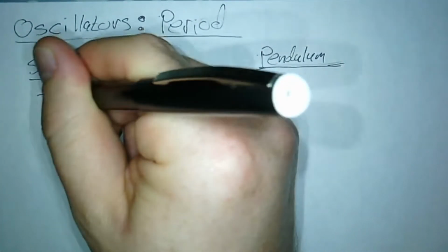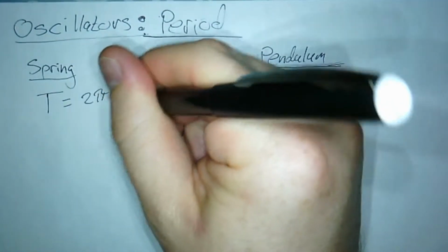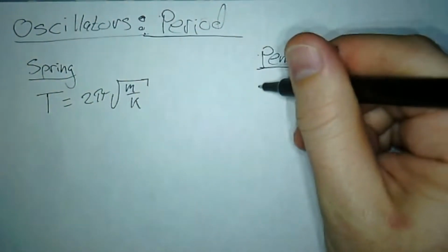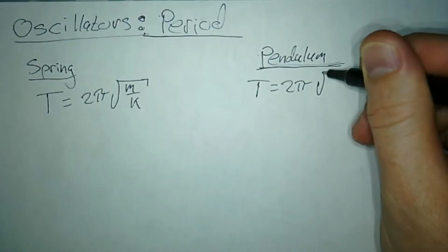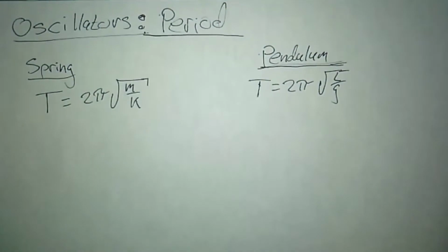So for a spring, we know the period is going to be 2 pi times the square root of m over k. And for a pendulum, the period is going to be 2 pi times the square root of the length over the acceleration of gravity. It's a g.